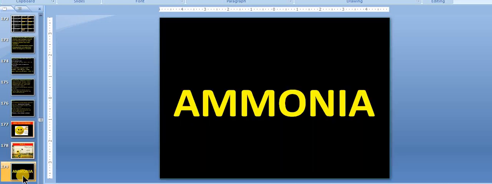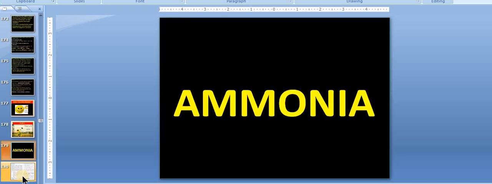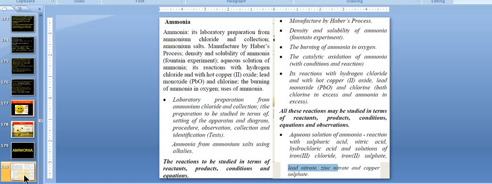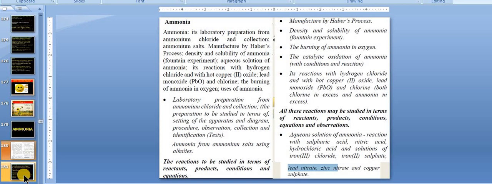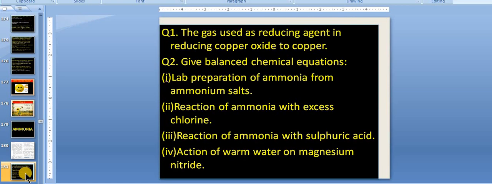Let us start with the next topic, that is ammonia. Ammonia syllabus lies here. I am not reading the syllabus. You can refer to your book to know more about the syllabus. Now the main point of understanding from this is, we can start from the questions directly. The gas which is used as reducing agent to reduce copper oxide to copper, that is ammonia.